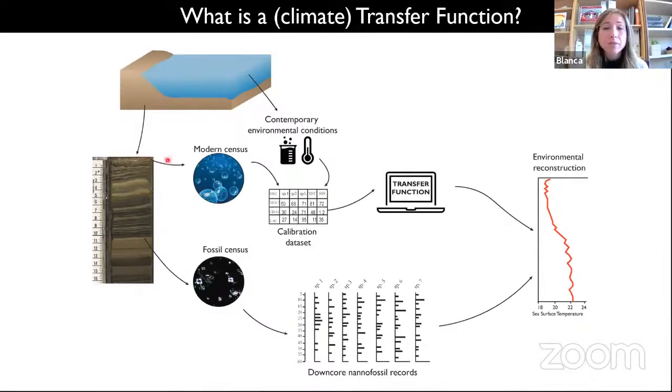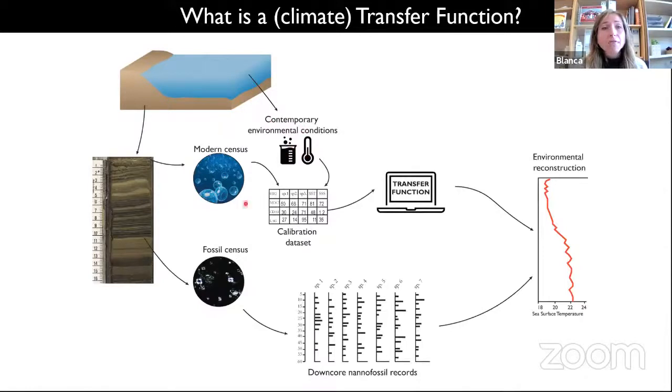First, surface sediments or sediment traps from which we can perform census counts, in our case, coccoliths, and also an environmental data set that is contemporary to these samples. And this will be composed of different variables like temperature, salinity, oxygen, nutrient concentrations, and so on.